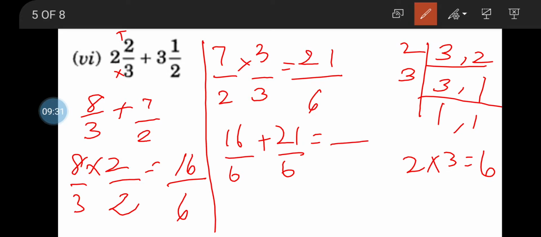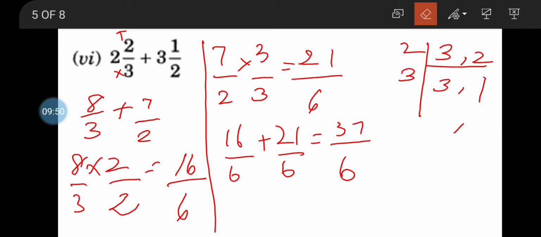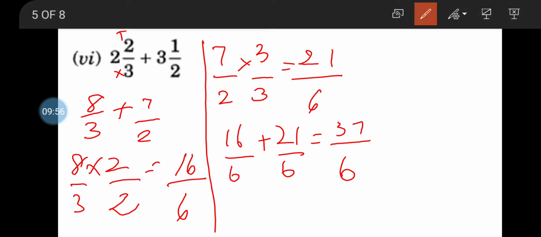Okay, so take 6 common in the denominator. So what is 16 plus 21? Okay, 6 plus 1, 7 you will get here, and 1 plus 2, you will get 3, so 37. Okay, so 37 by 6. So is this a proper or improper fraction? It is an improper fraction. So improper fraction means we have to change it into a mixed fraction.